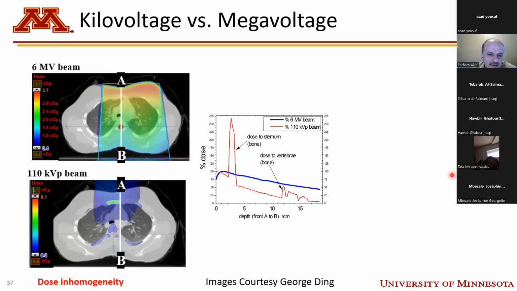And then kilovoltage versus megavoltage. So again, we can use a 6 MV beam for portal imaging; this is what we've been doing for years, right? This is the anterior 6 MV beam. This is a simulation done by George Ding, and this is a 110 kVp beam.